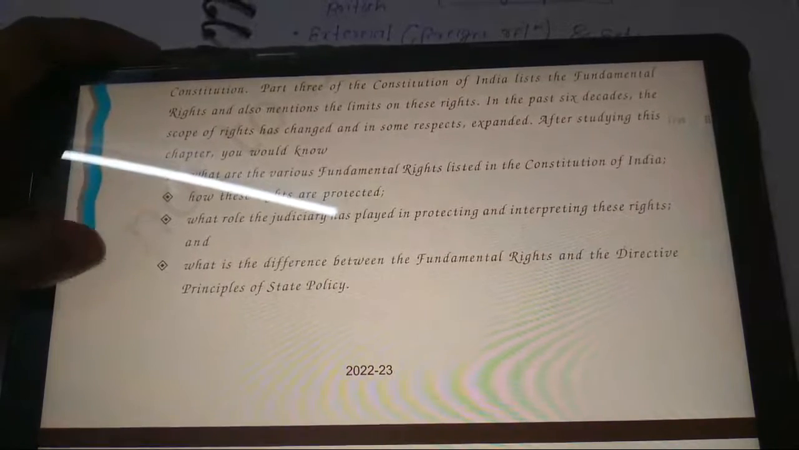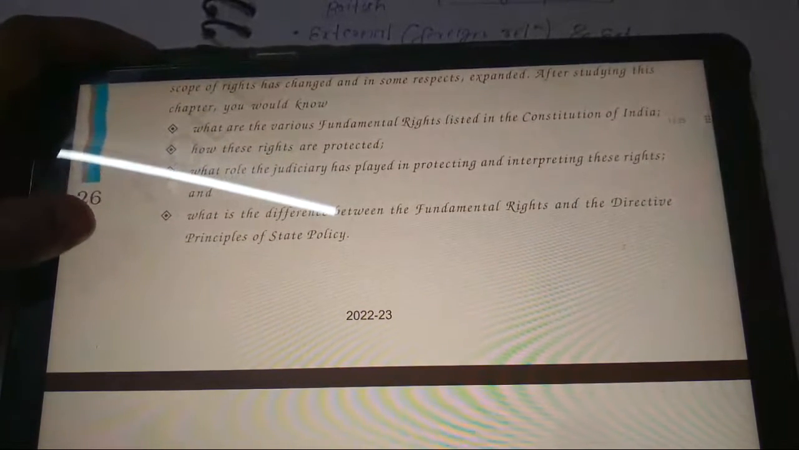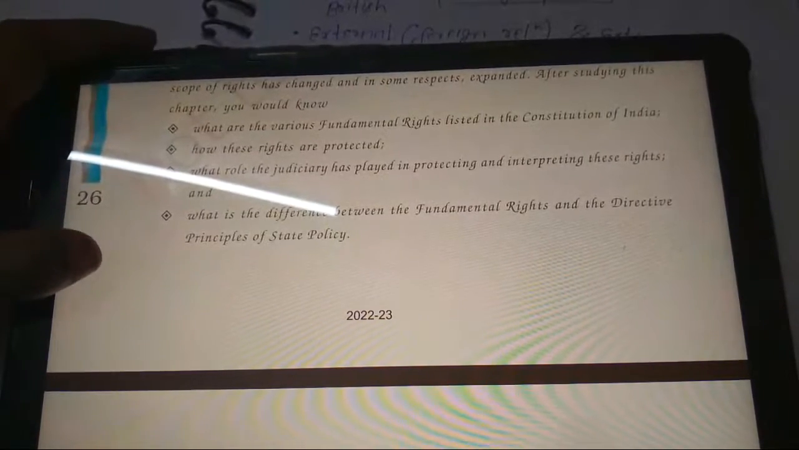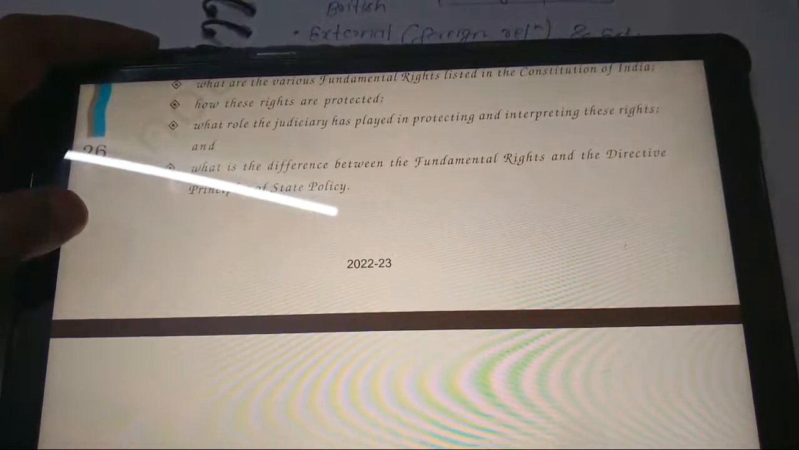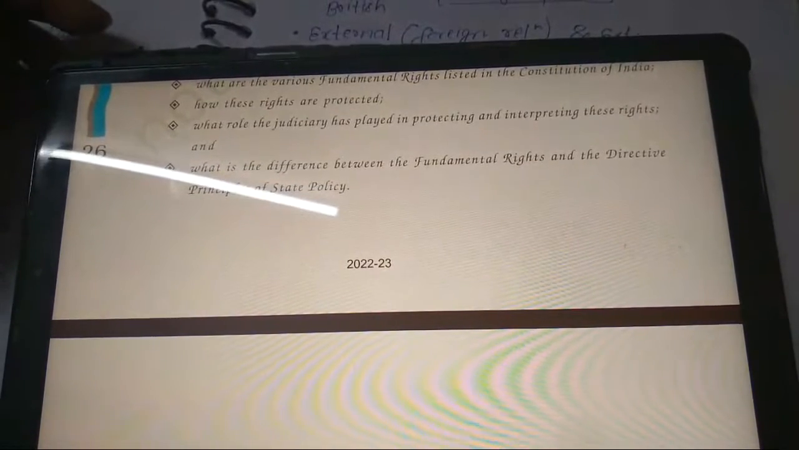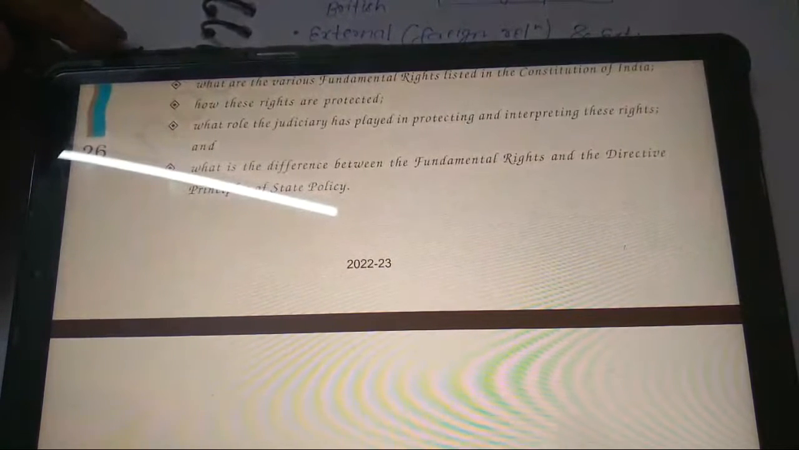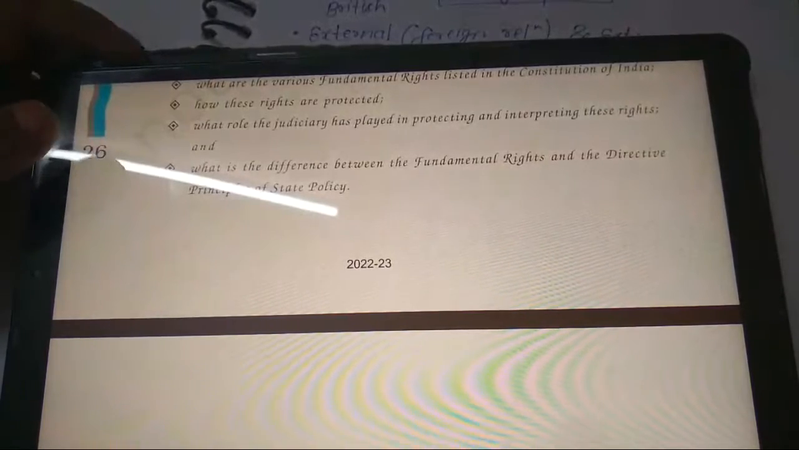After studying this chapter, you would know what the various fundamental rights listed in the Constitution of India are. How these rights are protected? What role the judiciary has played in protecting and interpreting these rights? And what is the difference between the fundamental rights and the directive principles of state policy?